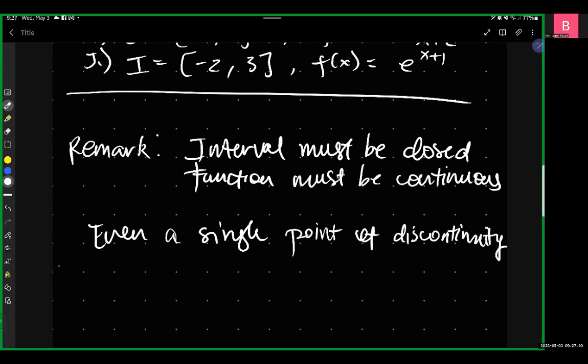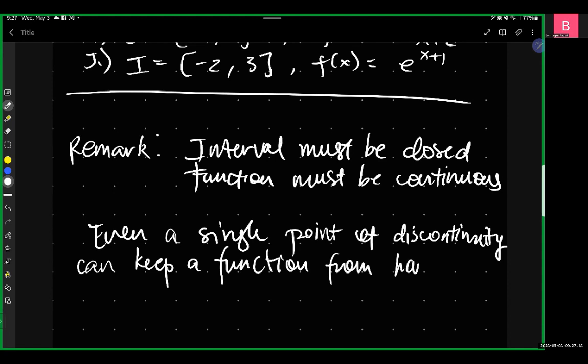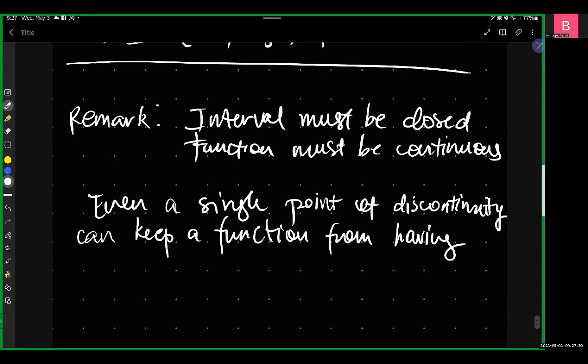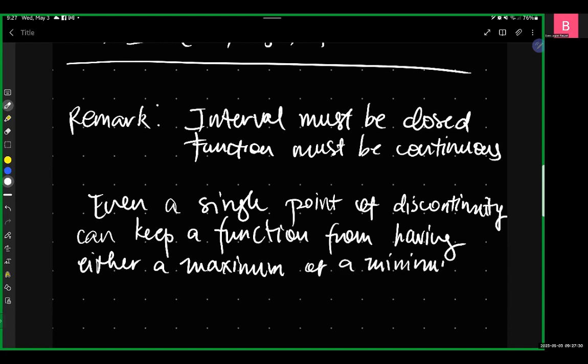can keep a function from having either a maximum or a minimum value on a closed interval, no?